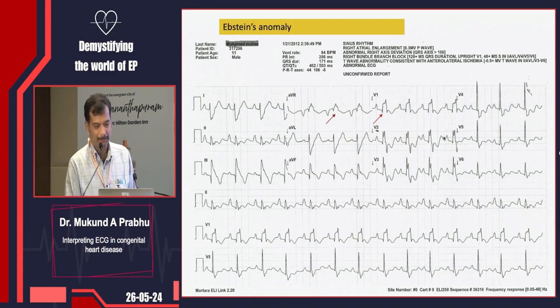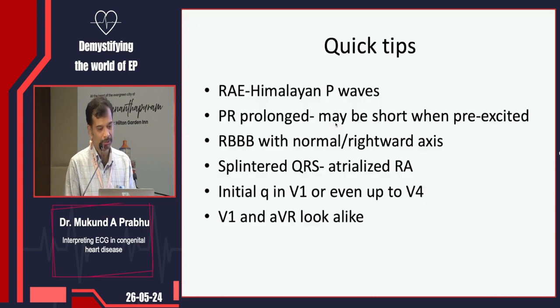And this is a typical Ebstein's anomaly, where you find Himalayan P waves, a long PR interval, and a splintered QRS, which is positive in V1. In fact, if it is not positive, you have to consider pre-excitation. And V1 and aVR look the same because the RV, the atrialized RV, is so large that both are cavity-looking leads now. So aVR and V1 will have the same general contour of the QRS complex.